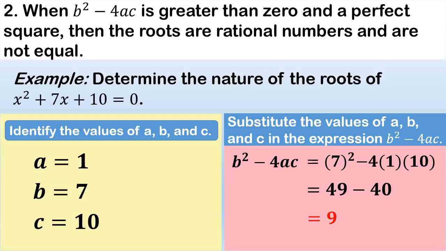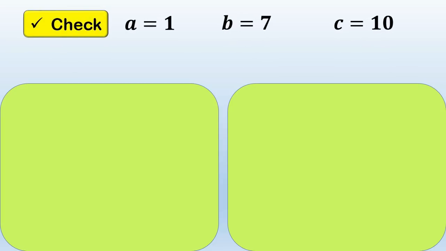Since the discriminant is 9 and 9 is greater than 0 and a perfect square, it means ang magiging roots natin ay rational numbers pero hindi equal. Okay, so let's check. Let's substitute the values for a, b, and c. Let's use again the quadratic formula to identify the roots of the given equation.